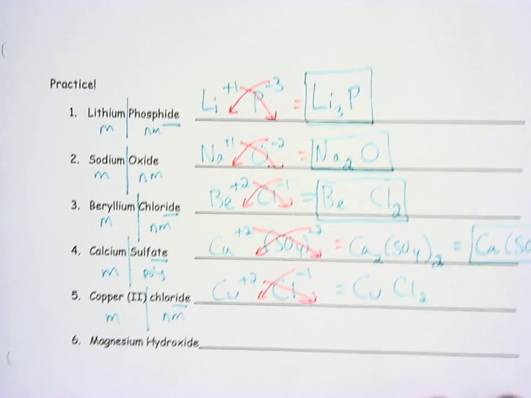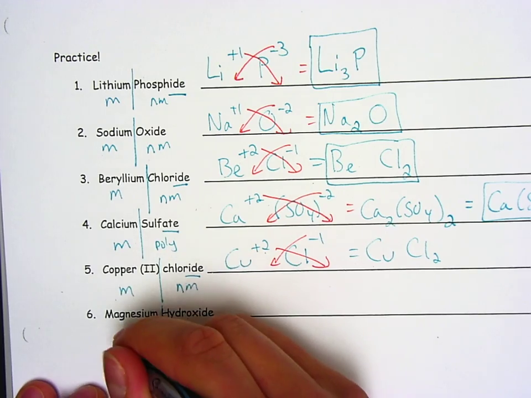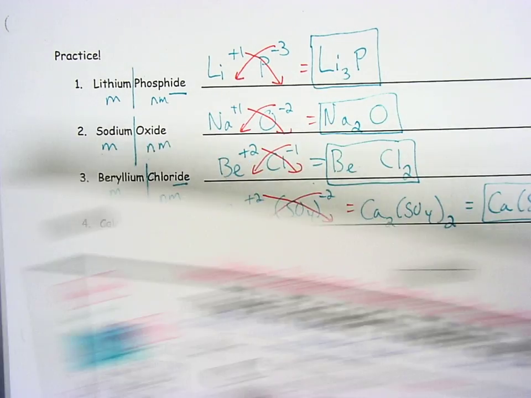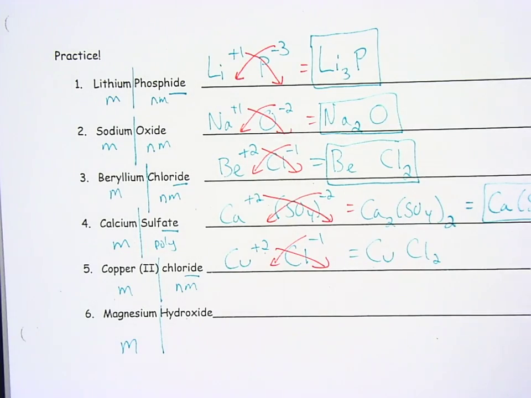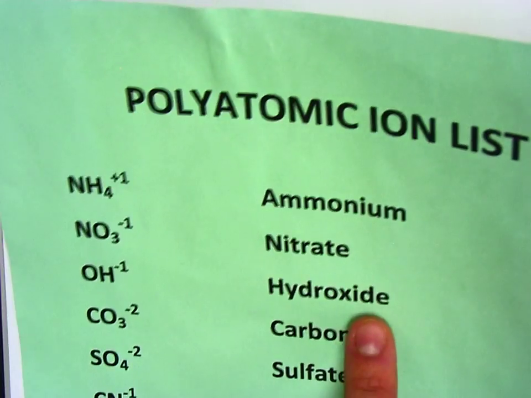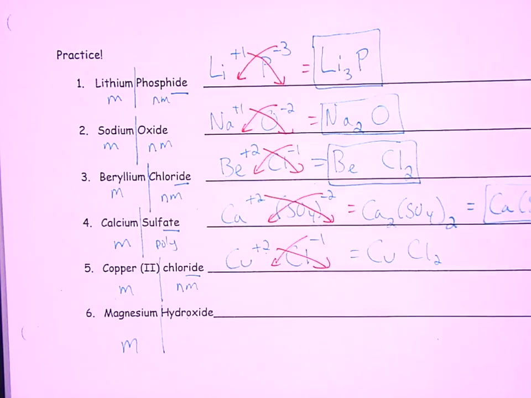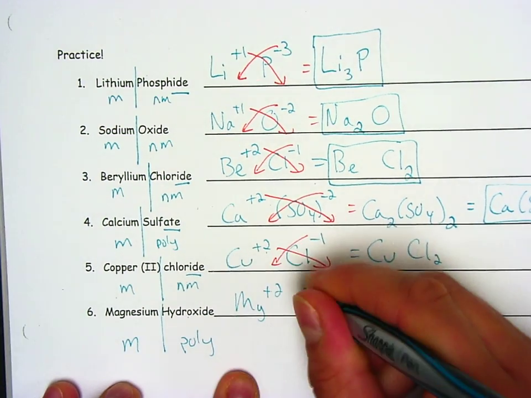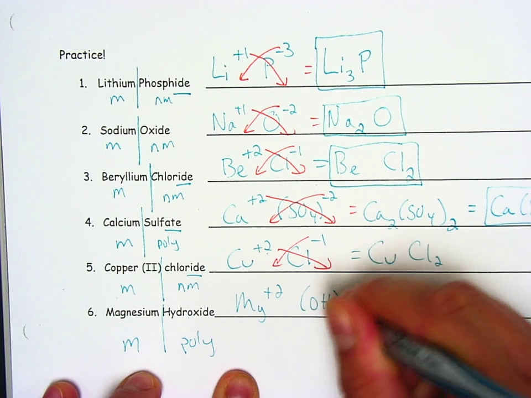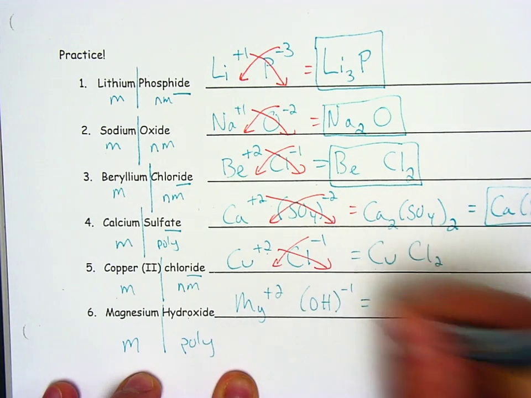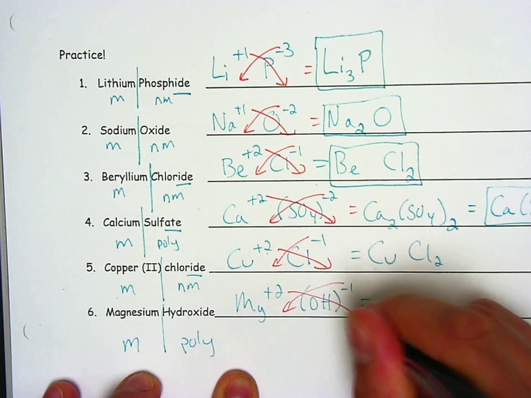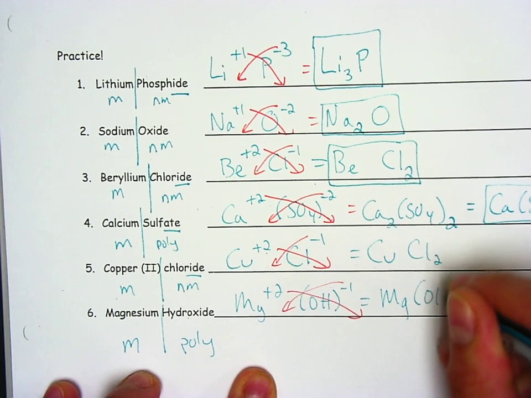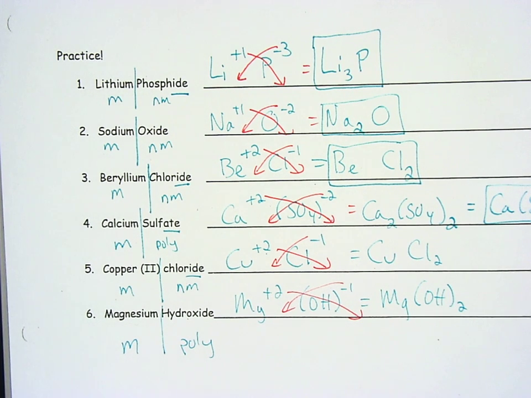Okay. All right, last one, magnesium hydroxide. Magnesium's on the left. It's a metal. Hydroxide. Okay, that's not hydrogen. It's not oxygen. It comes from a polyatomic hydroxide. Okay, OH -1. So that's a poly. Magnesium has a +2. Hydroxide, parentheses OH -1. Crisscross those charges. So we have 1 magnesium bonded to 2 hydroxides.